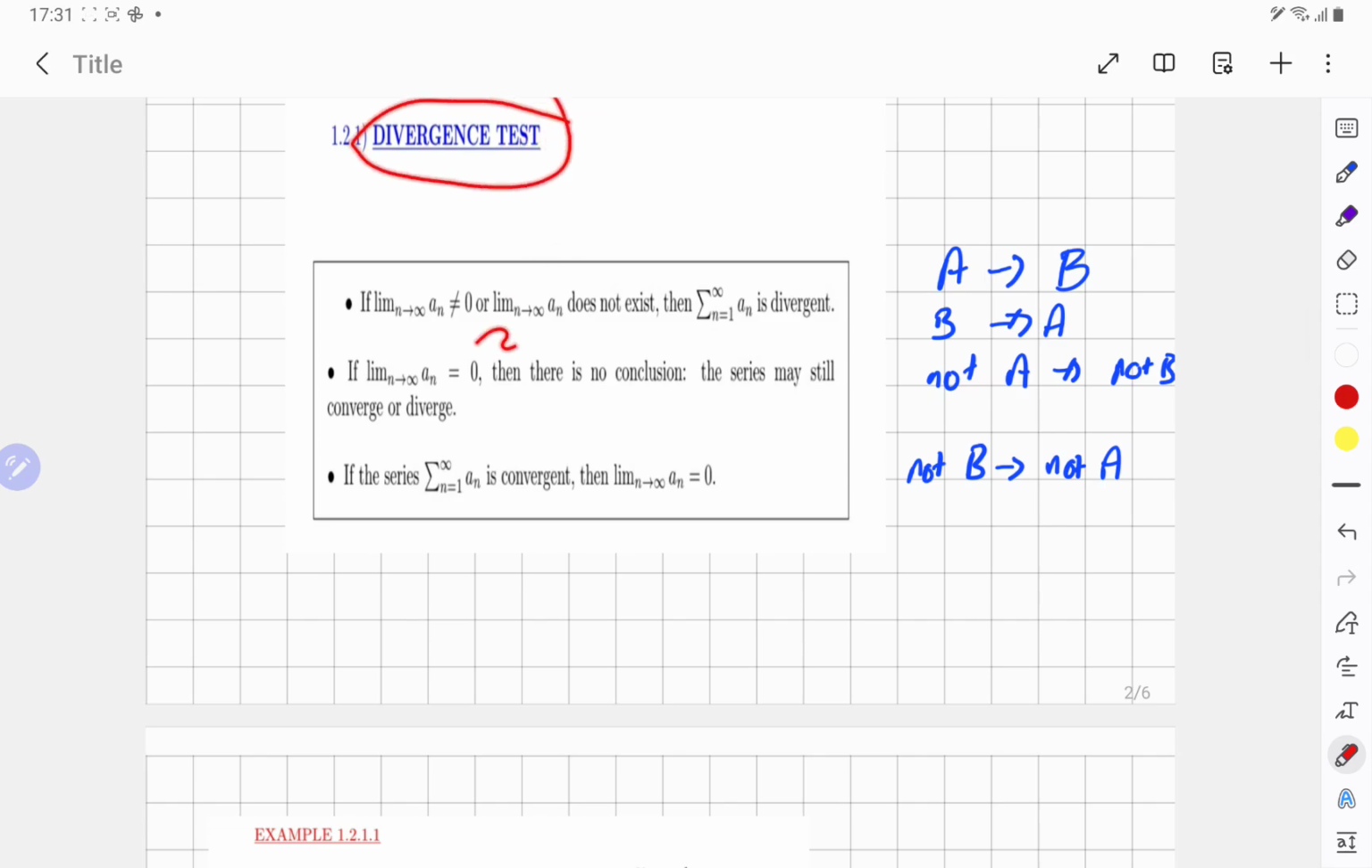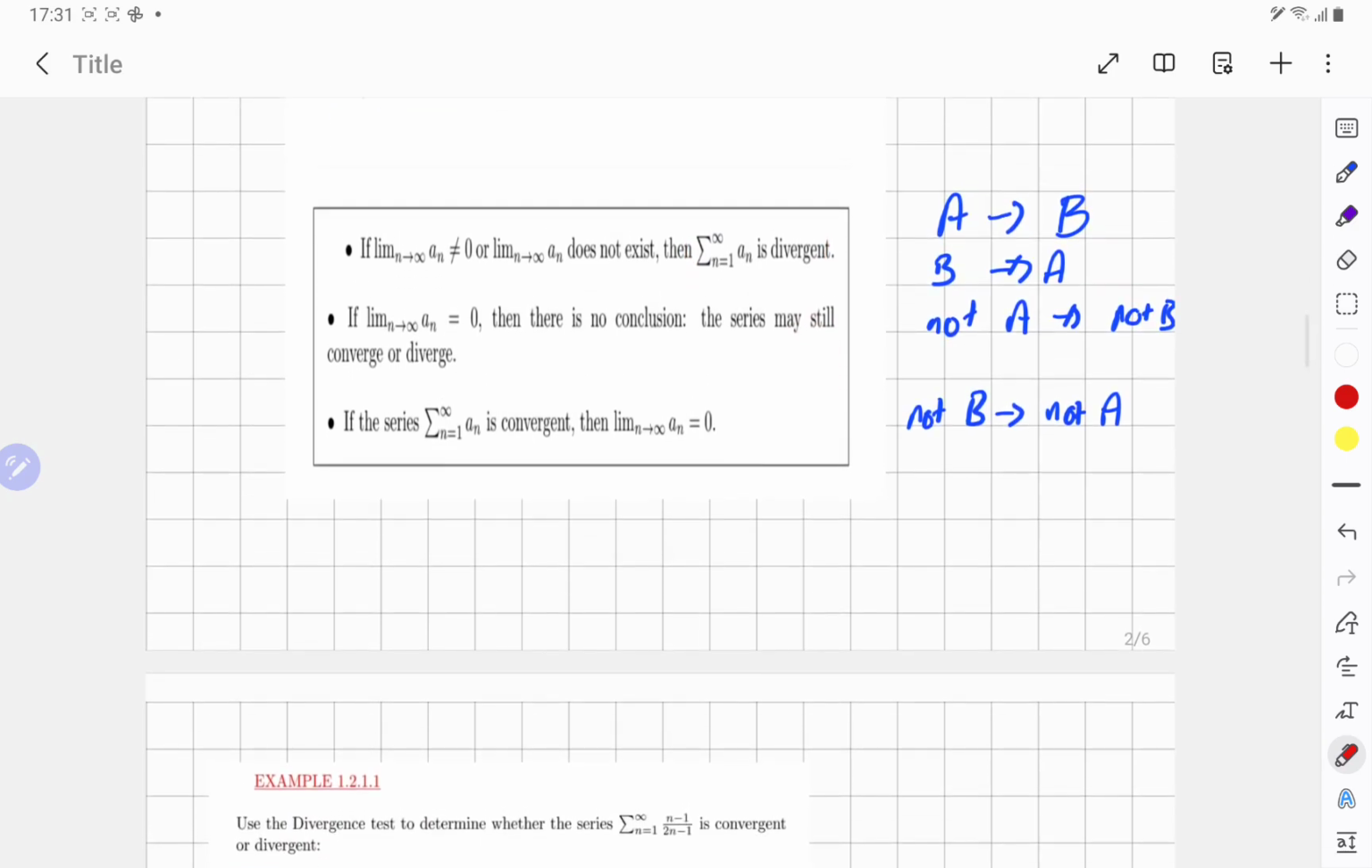The divergence test says, if I look at the limit of the sequence, be careful here, the limit of the sequence, and it is not equal to 0, or the limit does not exist, then my series is divergent. So that is what the divergence test is saying. So more on this just now when we do examples. Just one thing I want to clarify here.